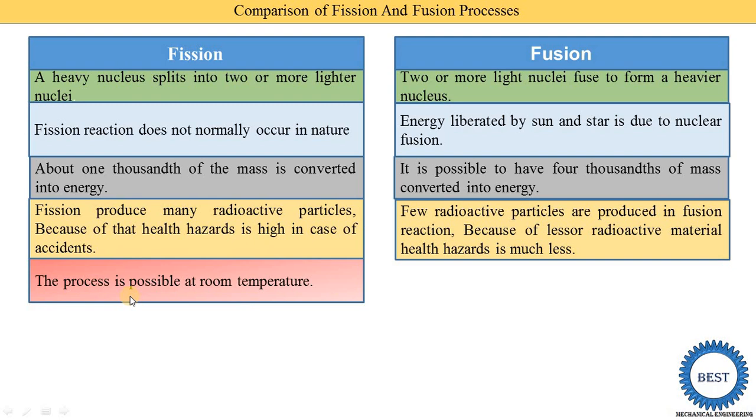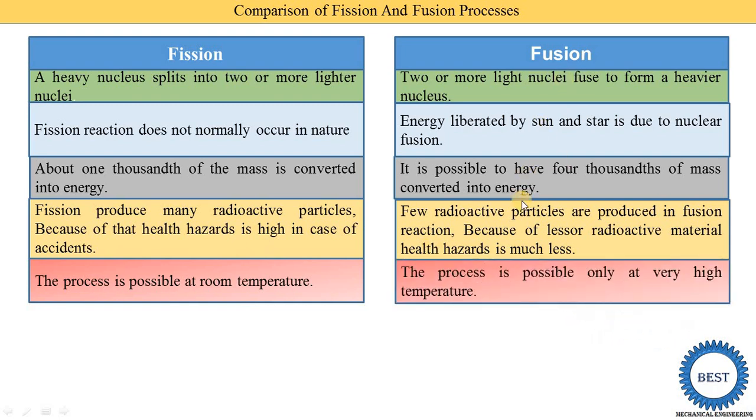The fission process is possible at room temperature, but the fusion process is not possible at room temperature. For that we require very high temperatures, because here the joining of the light nuclei is carried out. So the joining process requires very high temperatures, and here the splitting process occurs at room temperature.